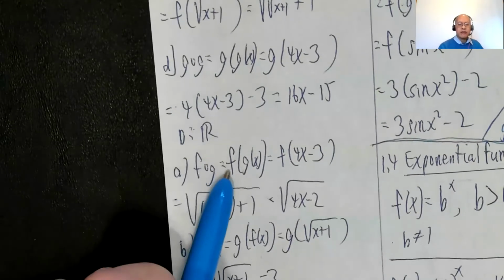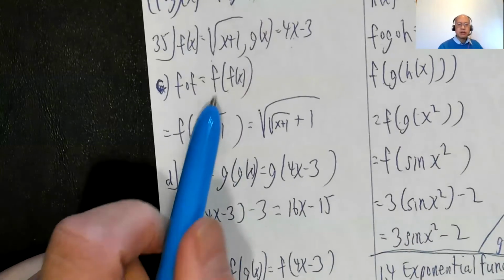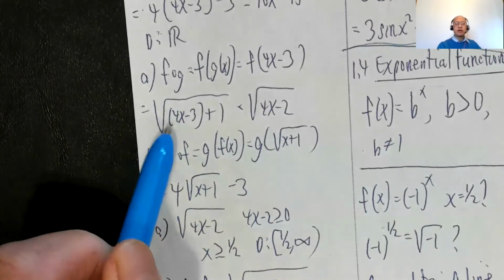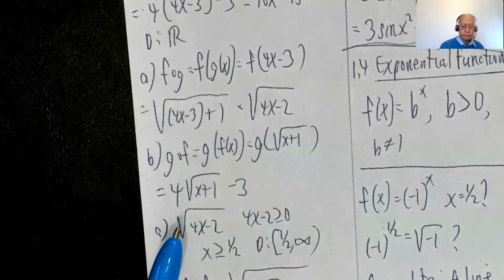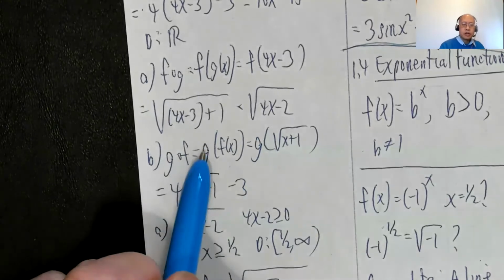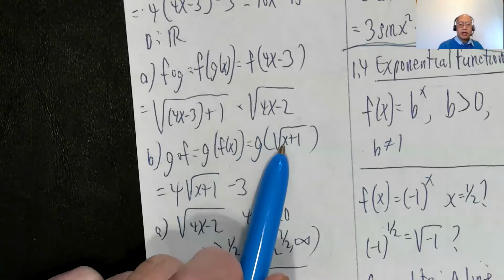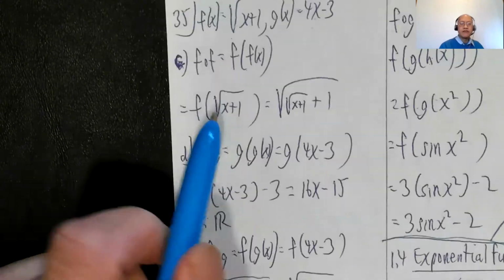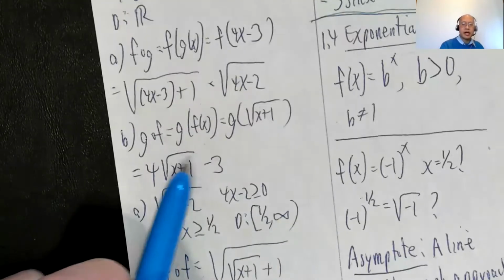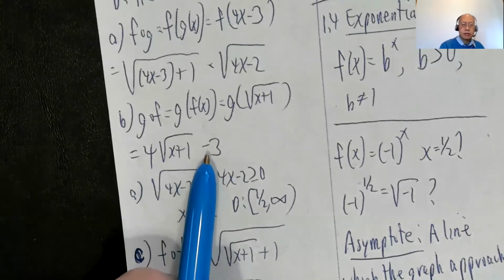F circle g, f of g of x, is f of 4x minus 3. And now 4x minus 3 goes right in here. So square root of 4x minus 3 plus 1, that's the square root of 4x minus 2. G circle f, g of f of x, is g of radical x plus 1. And now this mess gets applied to the g function right here. So 4 times the mess minus 3.